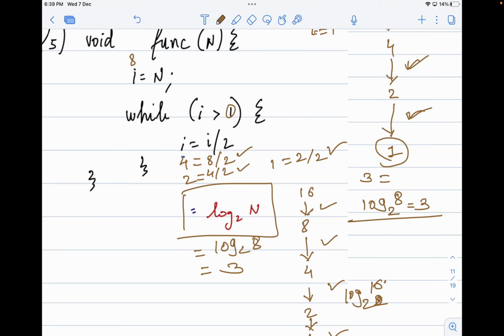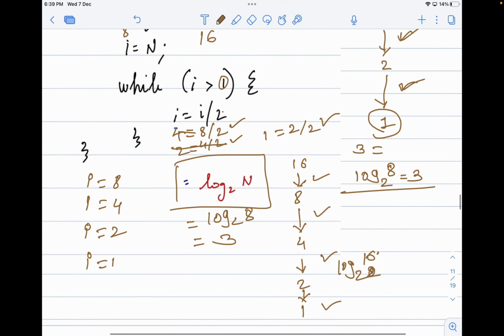Let's try to apply it in code. You have a 16 here. First time you came, 16 divided by 2, i will become 8. Second time again i is greater than 1, so i will become 4. Third time you came, which is greater than 1, so i will become 2. 2 is also greater than 1, so i will become 1. Next time it will check i equals 1, so it will not enter into the loop.